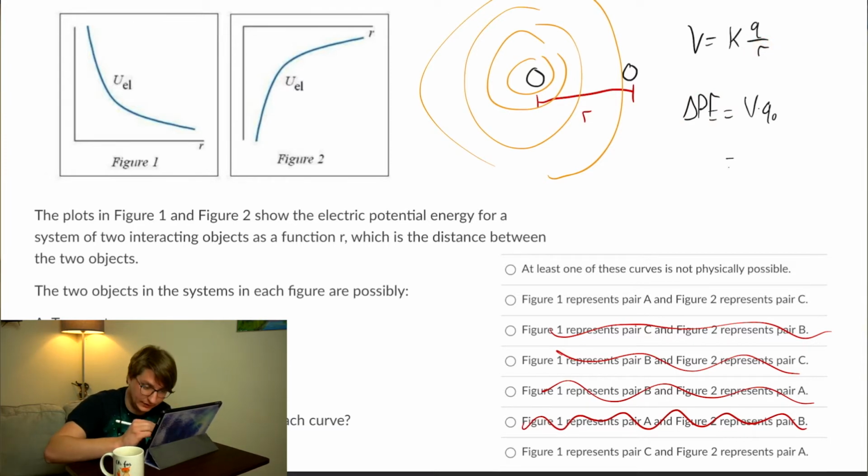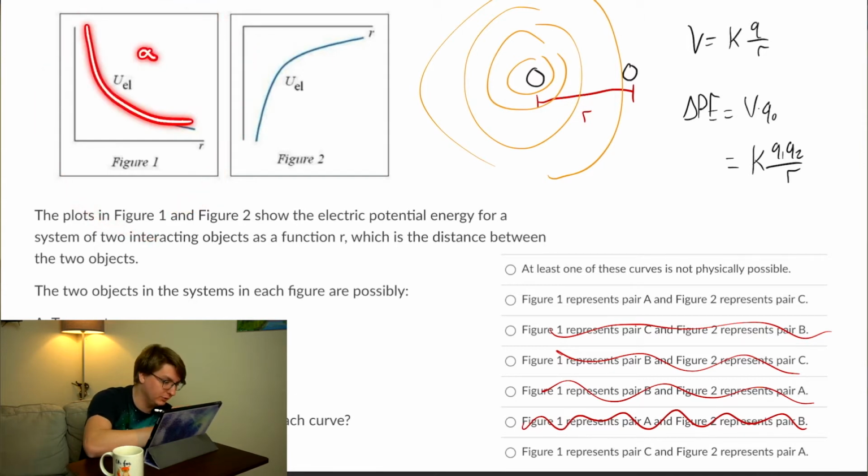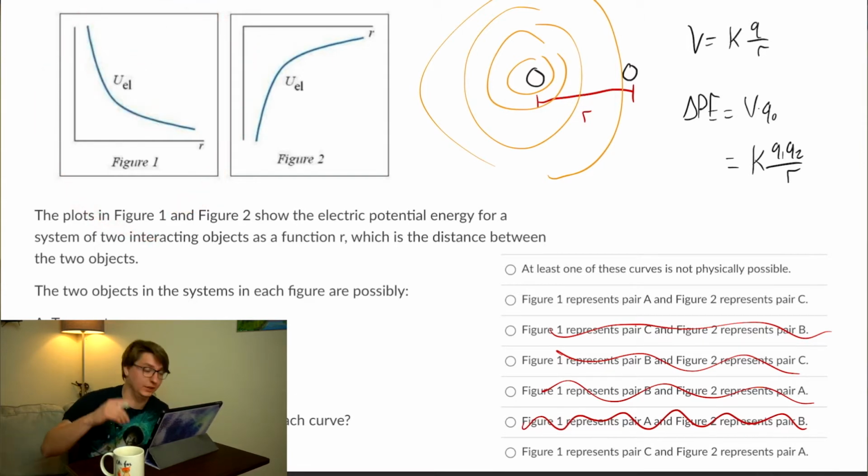So we write this out here: k Q1 Q2 over r. I'll just write it as Q1 and Q2 instead of Q0. That's what the potential energy will look like. If these are both the same sign, this will be positive. It'll look something like this. It'll be proportional to 1 over r, which does look like an inverse function. Or if these are opposite signs, it'll be a negative sign.